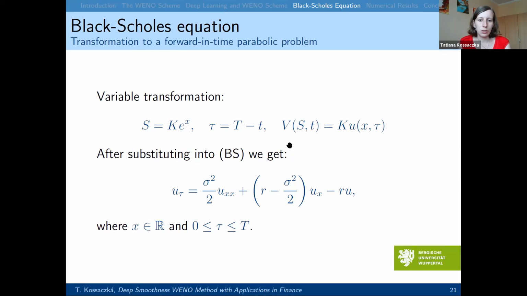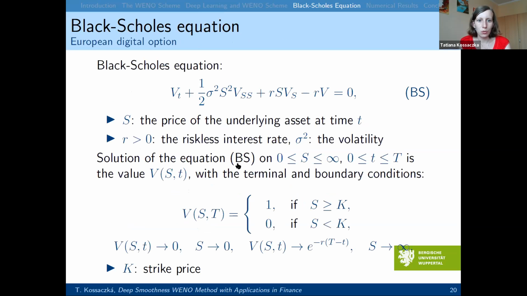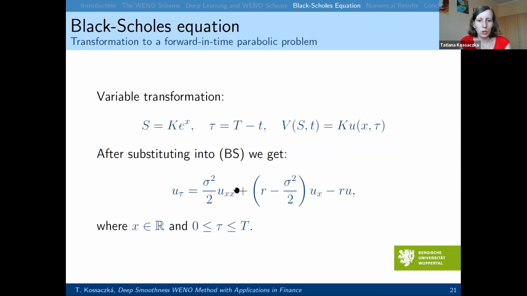We then transform this equation to get the forward Black-Scholes equation, where we can see we have a parabolic term, a hyperbolic term, and a reaction term. For both the parabolic term and the hyperbolic term, we used the WENO method and the WENO discretization.